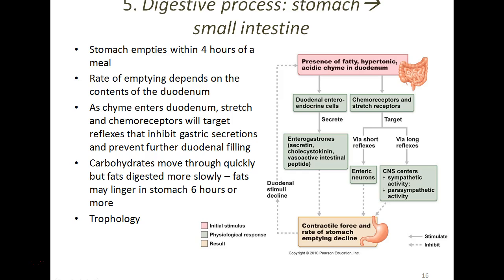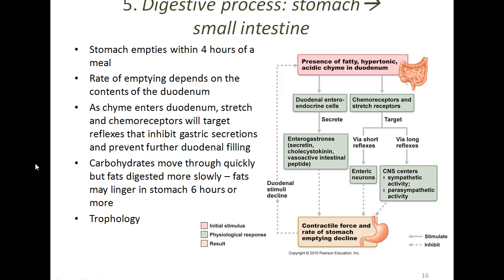So think about eating a meal. That meal travels through peristalsis down into the stomach and spends about 4 hours in there. That rate of emptying from the stomach depends on the contents of the duodenum. And the chyme, as we call it now, stretch, and these chemoreceptors will target reflexes that inhibit gastric secretions and prevent further duodenal filling.